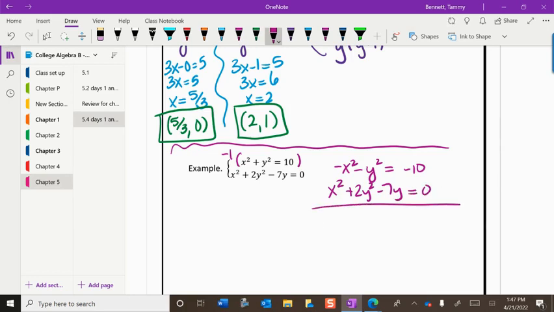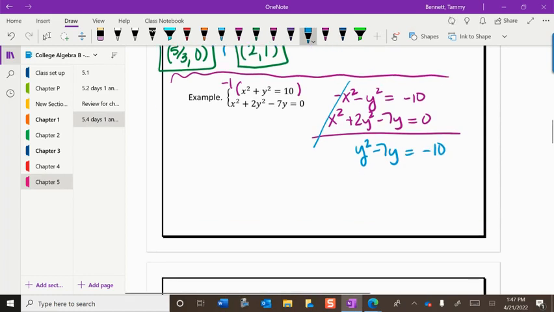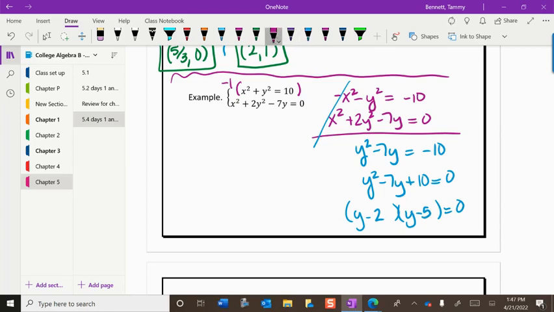Combine. So the x's are gone. So then I have a -y squared, a y squared. I just get y squared minus 7y equals, add over here, -10. So let's set that to 0. So y squared minus 7y plus 10 equals 0. So we can factor that. Let's look at that. So it looks like I have y minus 2, y minus 5, which means my 2 solutions are then y equals 2 or y equals 5.